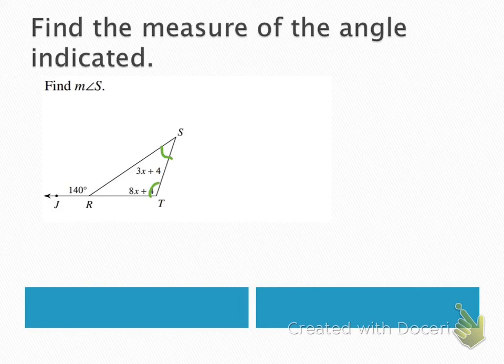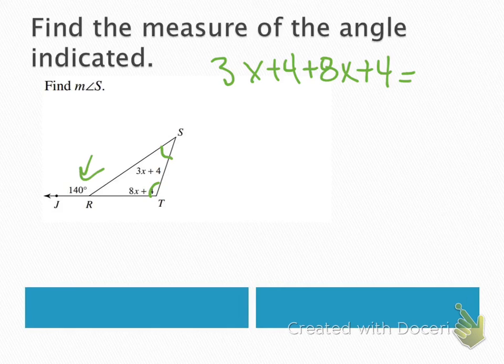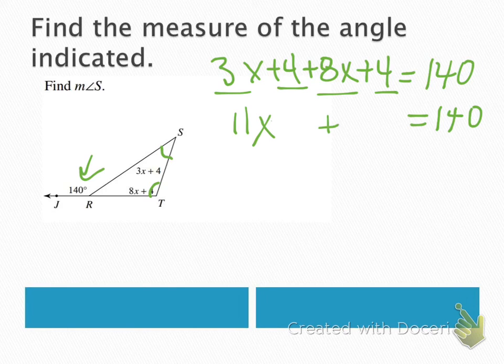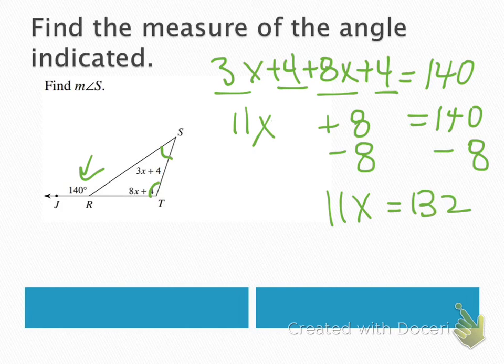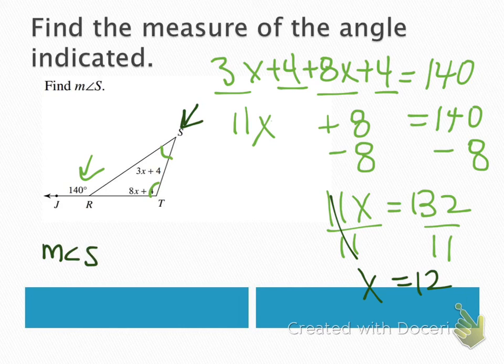All right, so our two interior angles were S and T. So 3x plus 4 plus 8x plus 4. It'll equal the exterior, which is 140. 3x and 8x make 11x. 4 and 4 make 8. Subtract 8. 11x equals 132. Divide by 11. And x equals 12. We want to find the measure of S. So we've got to plug in. 3 times 12 is 36, plus 4 is 40.